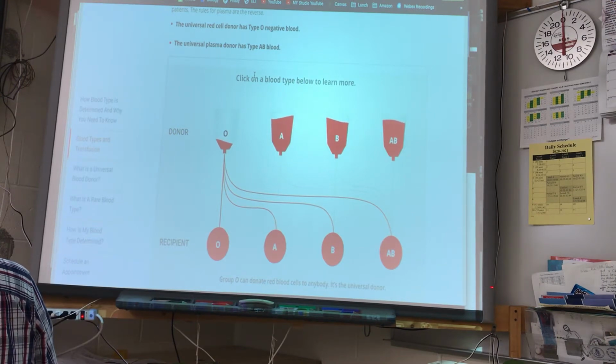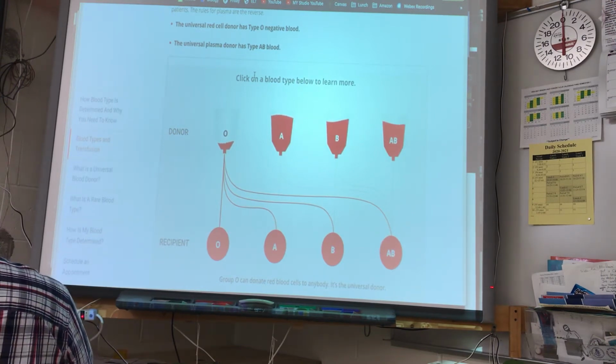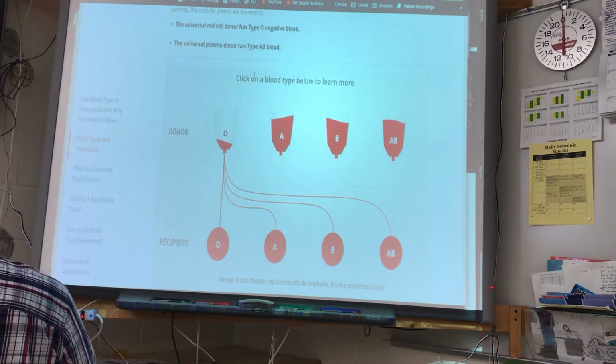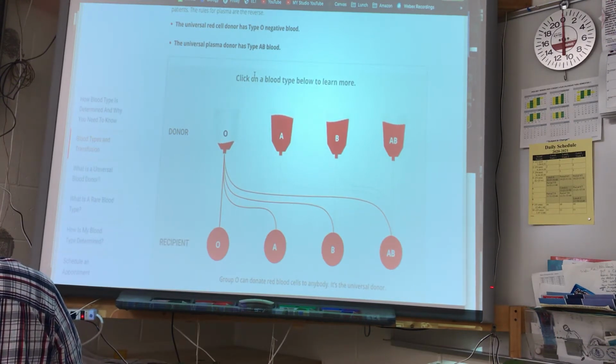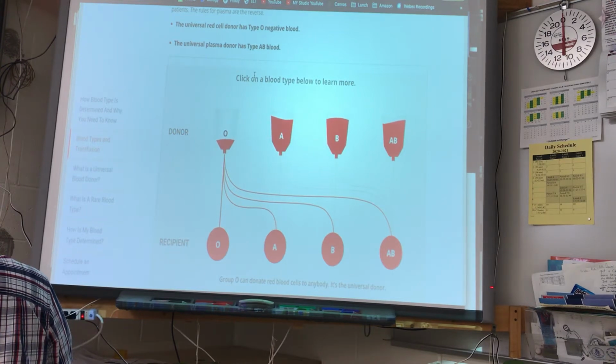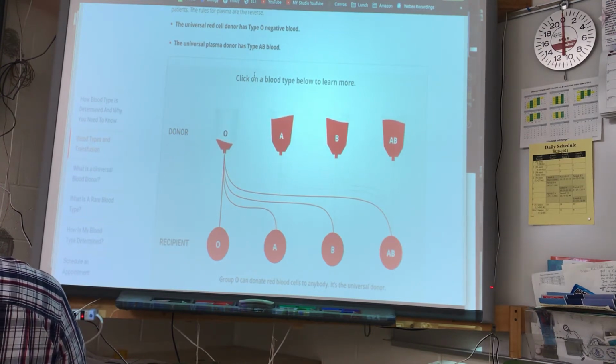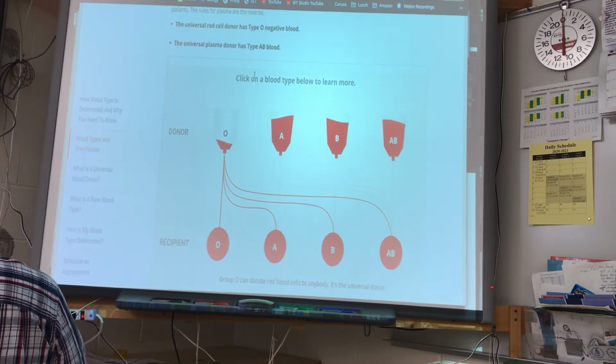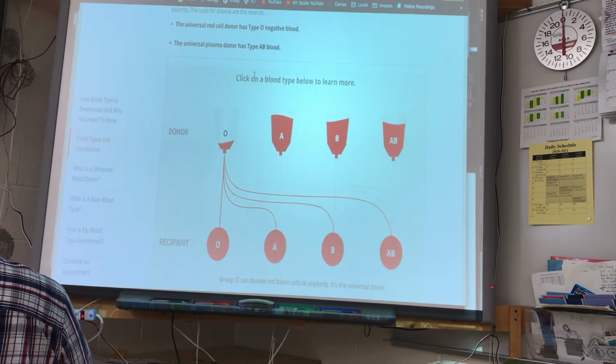Now, when we talk about blood type today, we are talking about blood types O, A, B, and AB. There's also something called an RH factor that has to do with plus and minus. So you could be O positive or O negative. You could be A positive, A negative, AB positive, right? You have all the combinations. This is only talking about the blood types, not the positives and negatives.